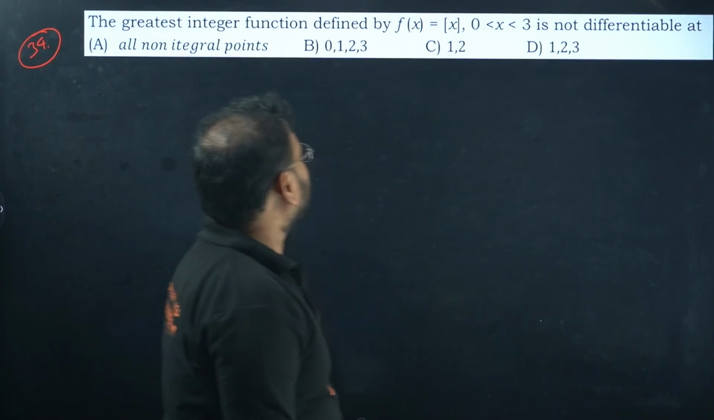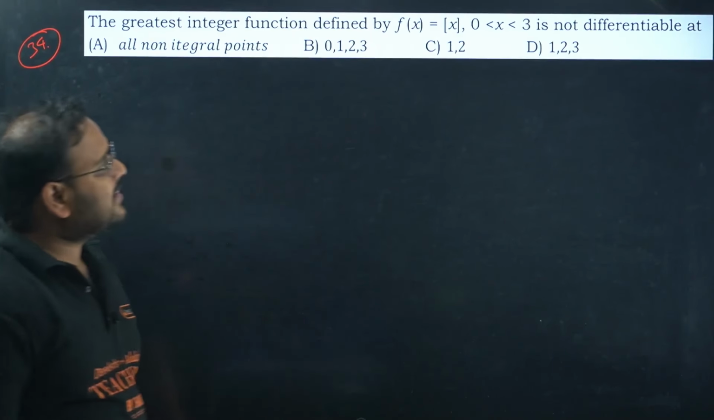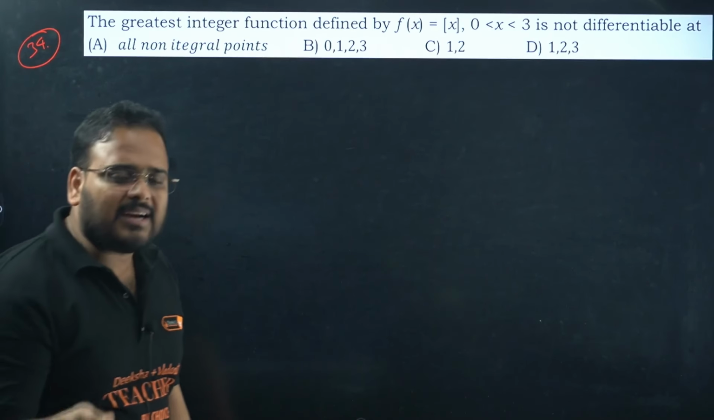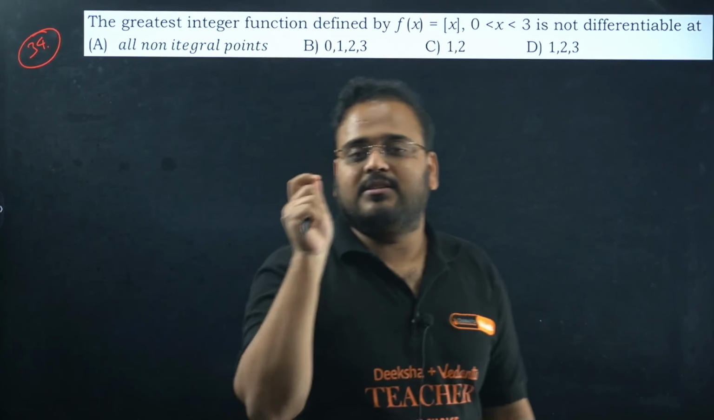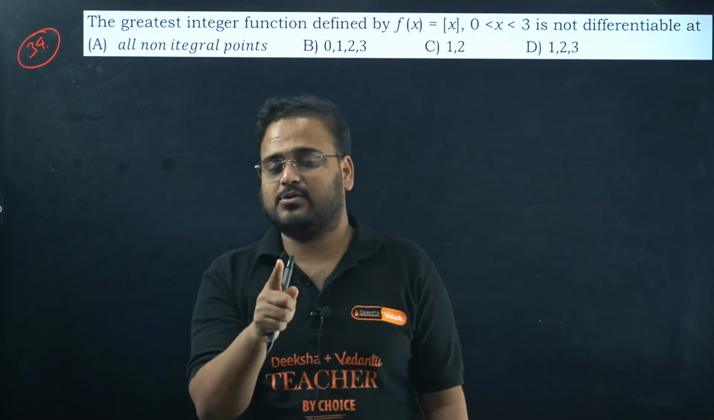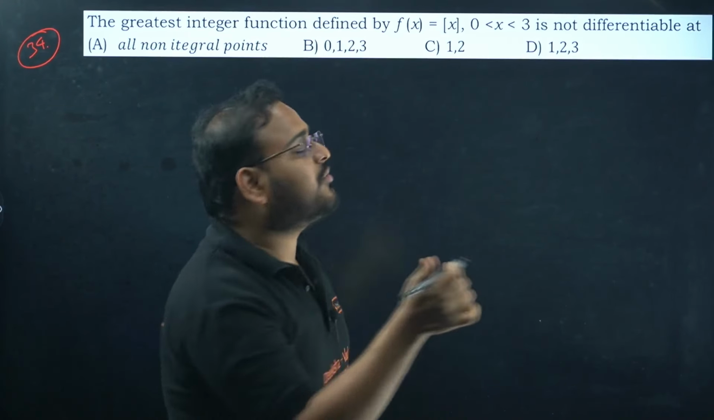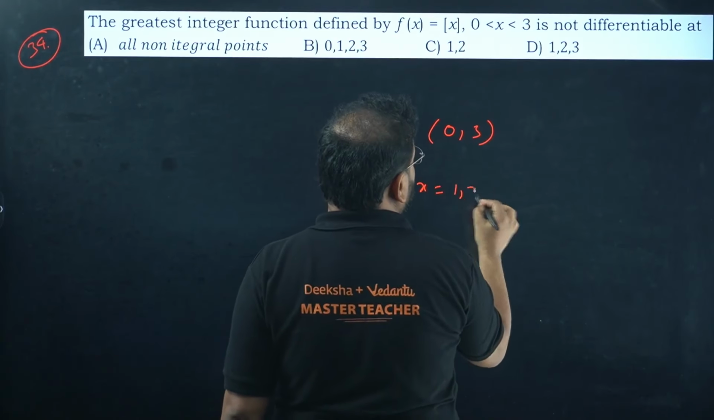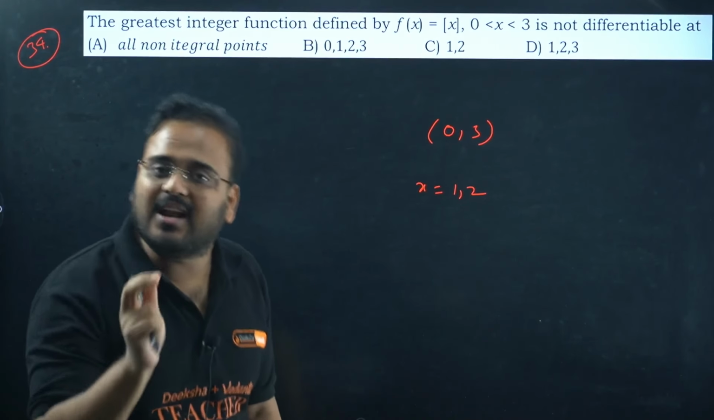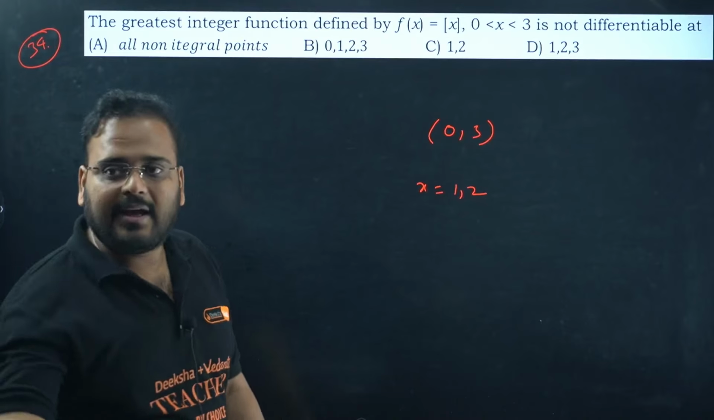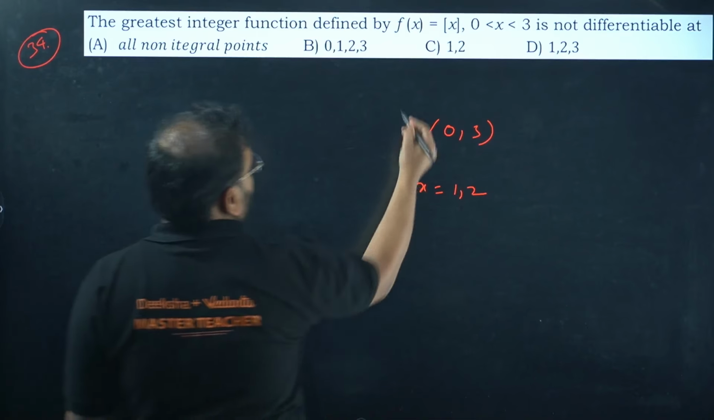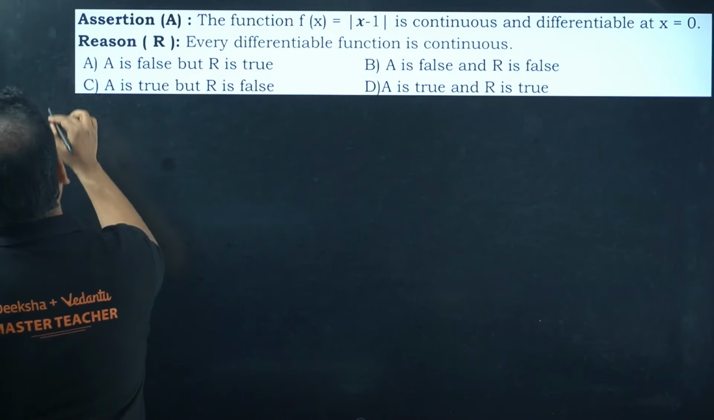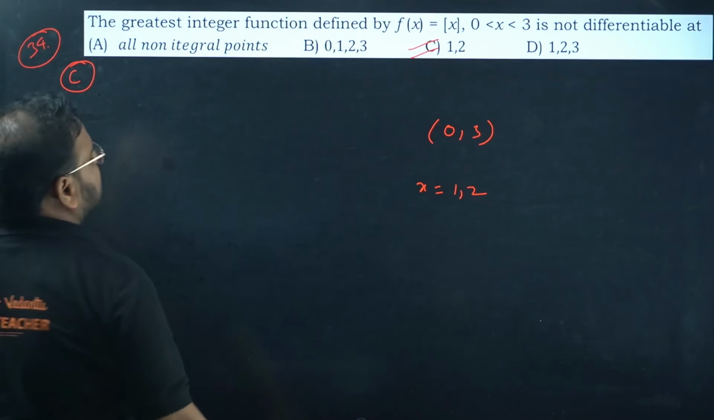The greatest integer function defined by f(x) equals to the GIF of x between 0 and 3 is non-differentiable at what point? We know that there is a break in the GIF function, the greatest integer function, at the integral values. So whatever integers come between 0 and 3, which is going to be what? x equals to 1 and 2. So at these points, the integral points, the function will be having a break, hence non-differentiable. Answer is C. Done, guys? 35. This is clear, no?